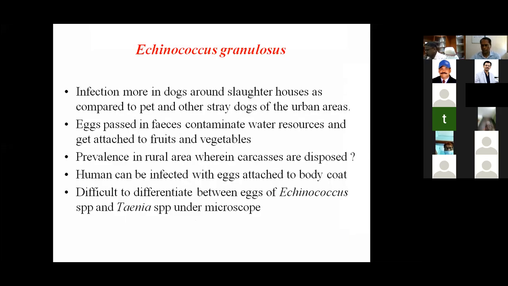So infection, what I have observed in the studies, is more in dogs around slaughterhouses, because generally in slaughterhouses or in illegal slaughters, the offals are thrown out. If some cystic stage is there, it is thrown out and the stray dog feeds on it. So much more infection was found in the dogs which were around the fish markets or meat markets as compared to pet and stray dogs of the urban area. These eggs passed in the feces, contaminate water resources and get attached to fruit and vegetables.